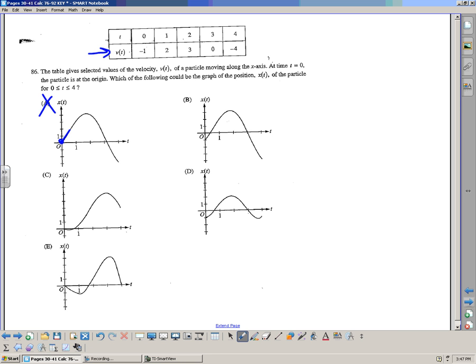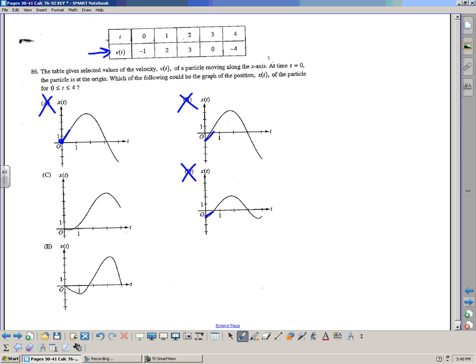At 0, this function is going up. No good. At 0, this function is going up. No good. At C, this function seems to be going down, so I'm going to keep that. At D, this function is going up. No good. And so now, just by thinking about the fact that your velocity is negative at one point, we've eliminated 3 choices. This happens a lot in the calculator section.